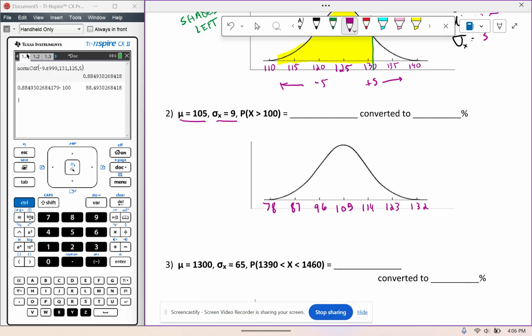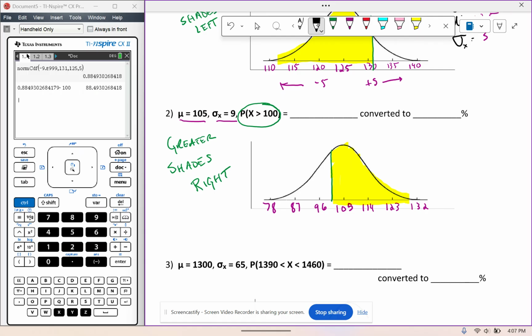All right. So that being said, my probability is going to be greater than 100. Just remember, greater shades right. I like to think greater goes right, but greater shades right. So I find my line where roughly 100 is, right there. Then I'm going to shade everything to the right as best as I can. It doesn't have to look amazing, just so that I know what it looks like.